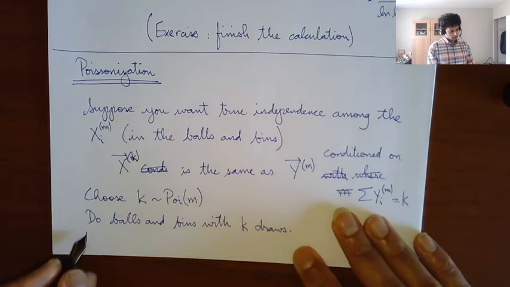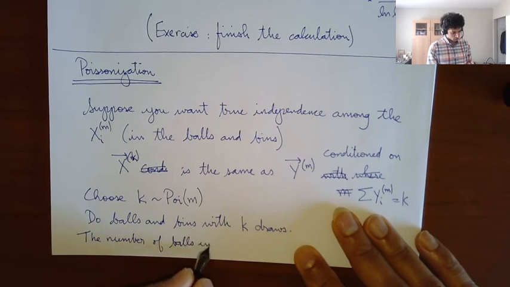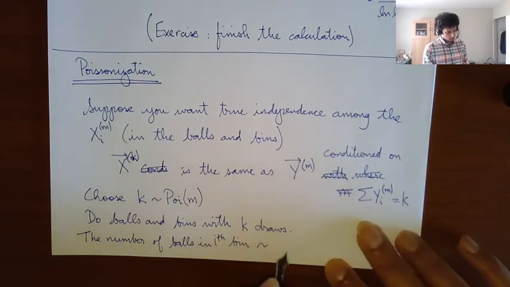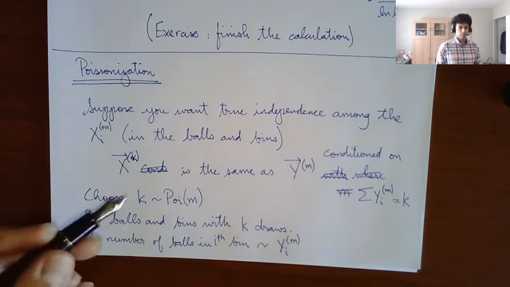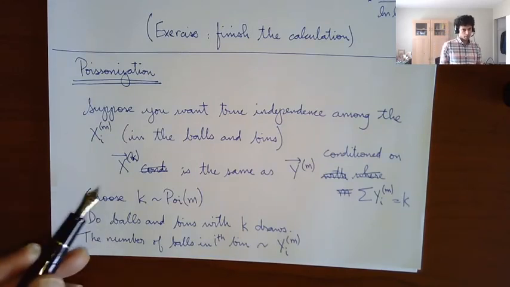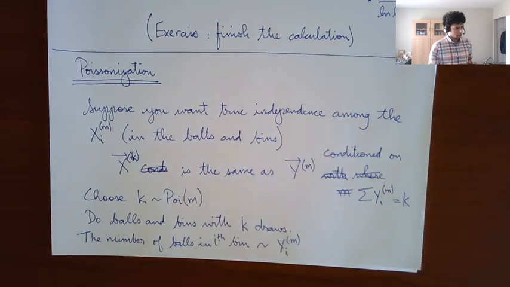Then the number of balls in the ith bin is distributed exactly as Yi of m. So you kind of flip this around. You say that... does this make sense, what Poissonization is?